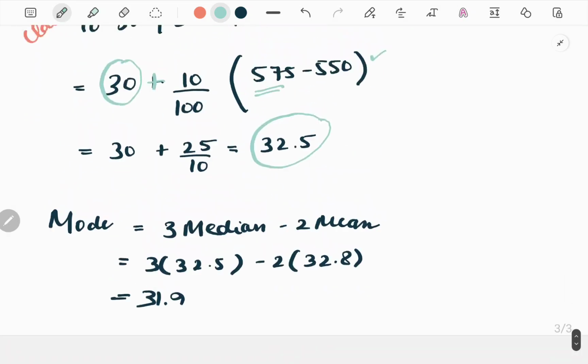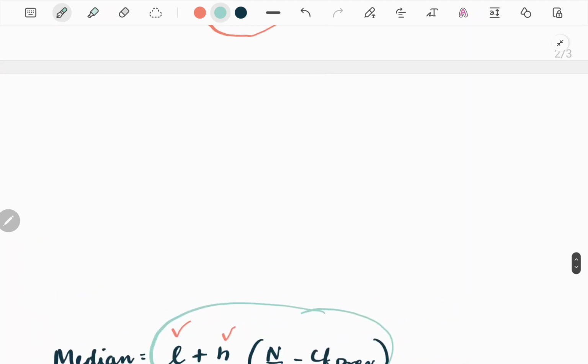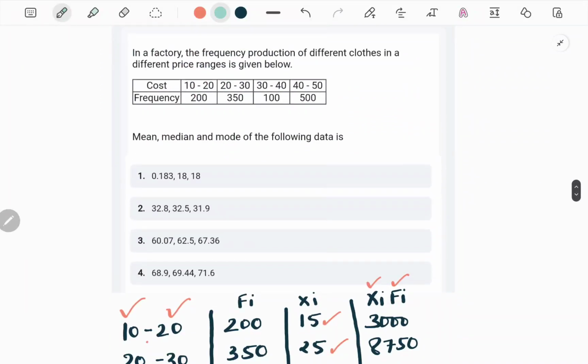Our next step is to calculate the mode. As we know, mode is equal to 3 median minus 2 mean. Hence, on solving this and putting in the values of median and mean calculated above, we get the mode to be equal to 31.9. So the correct option in this case would be option number 2.